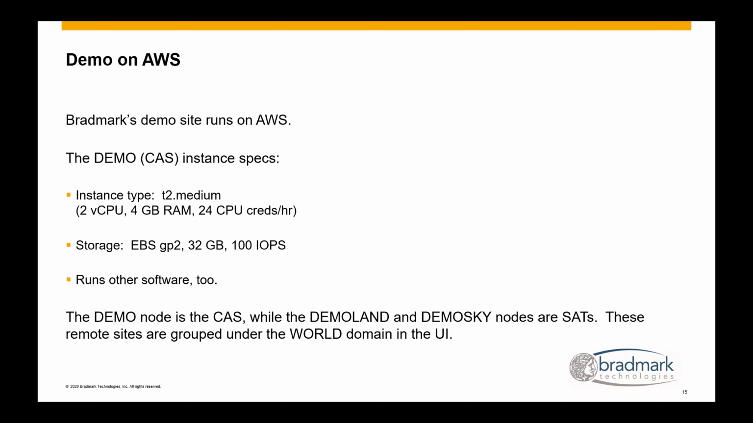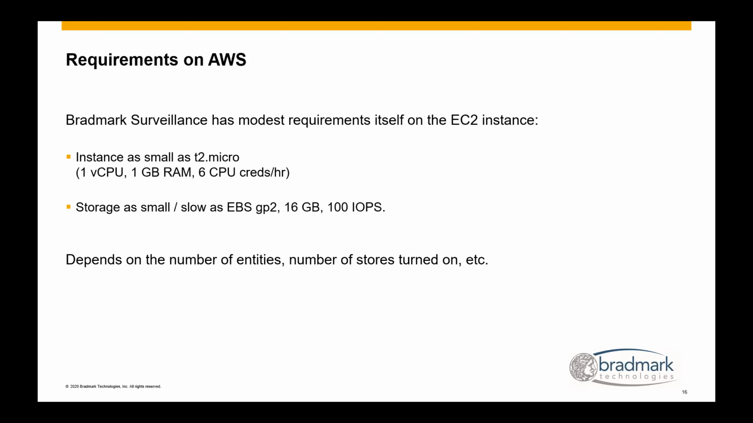And then we have other systems, what we call our demo land and demo sky nodes, that are also SATs. Those are other SATs running in other areas of AWS that we're able to seamlessly browse to see other databases, which we'll see in a moment. And they're all grouped under a particular domain. You can have different domains, just an organizational structure inside the surveillance product.